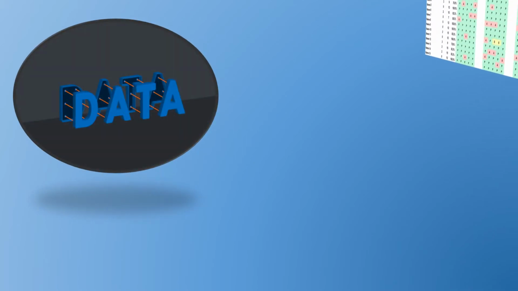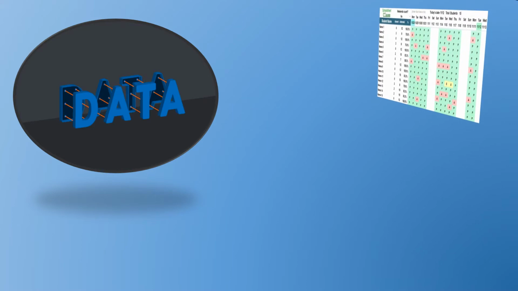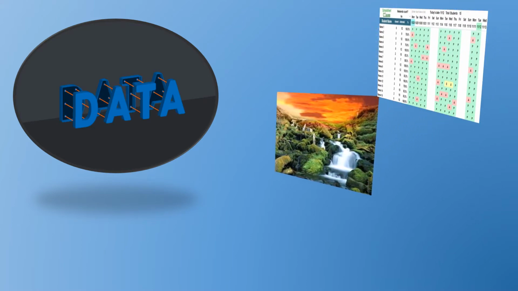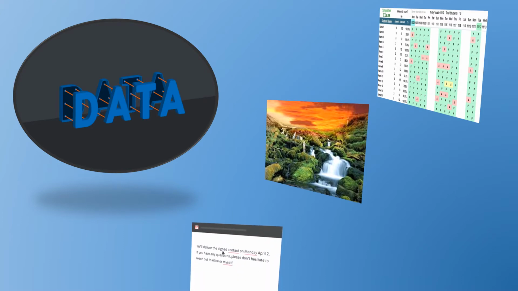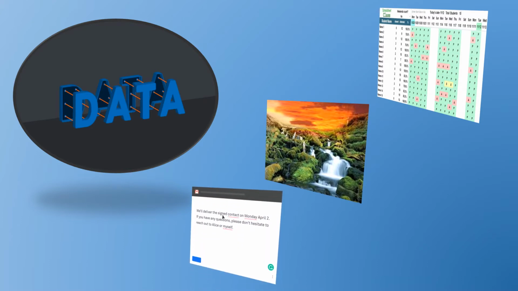A computer is an electronic machine that needs data to work. Data can be anything, such as the marks of all the students in a class, or even a picture that you draw, or a letter that you type on the computer.